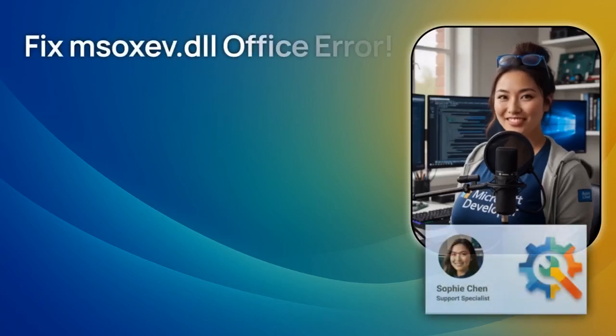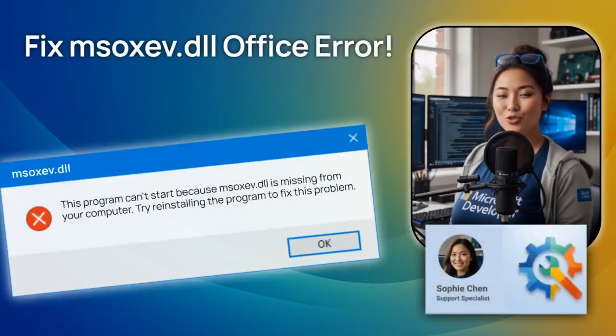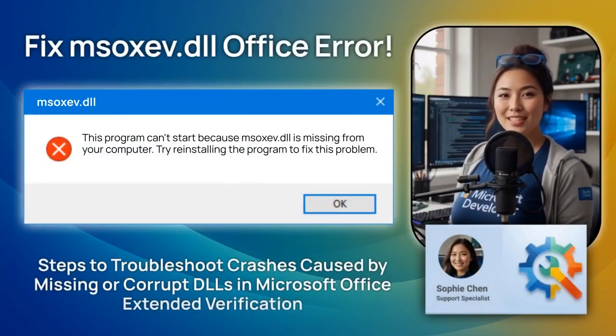Is Microsoft Office Extended Verification pathing failed due to the Msoxev Library DLL?